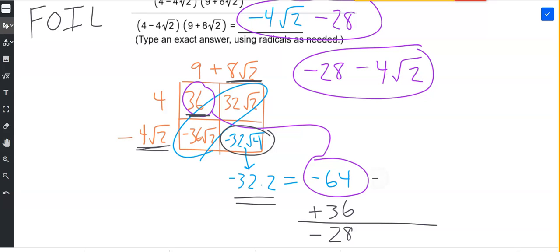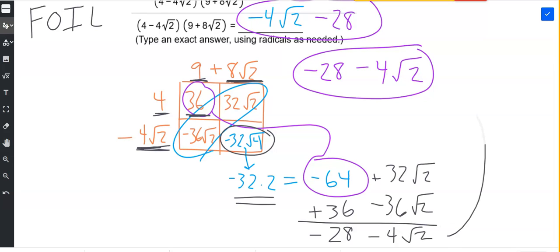And then on the other hand, you've got when you did the 4 and the 8 radical 2, you ended up with 32 radical 2. And the negative 4 radical 2 and the positive 9 gives me negative 36 radical 2. And when I add those together, I get negative 4 radical 2. And that's where I get my answer from.